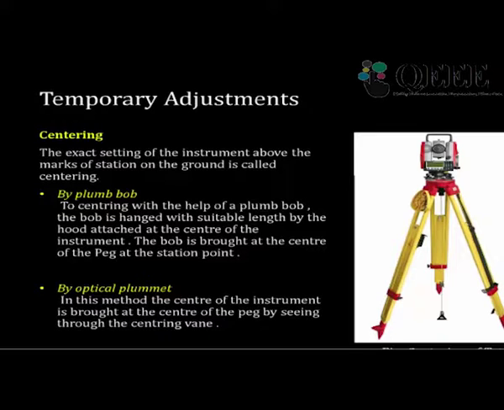In this method, the center of the instrument is brought to the center of the peg by seeing through a centering vane. There will be a small vane somewhere here. Through that, if you see, a laser pulse will be generated. It may be red color or green color. Then you can center the instrument by making sure that the laser pulse falls exactly on the peg where you kept the instrument. Wherever the laser pulse falls on the ground, that indicates exactly the center of the bottom of the instrument. So using that optical plummet, one can center the instrument. This is a very simple and effective way of centering.